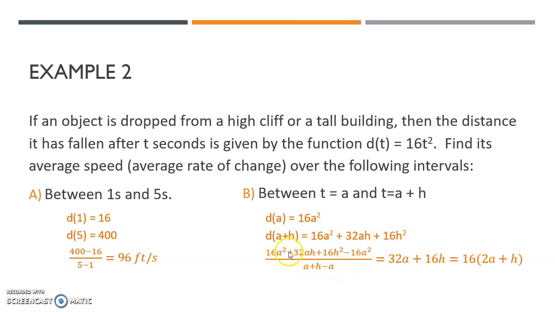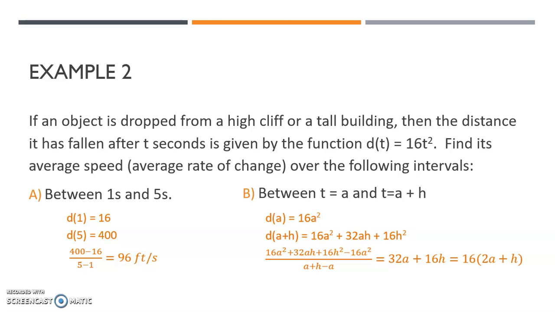So when you simplify this, the 16a squareds cancel out, and the a's cancel out. So you're just left with 32ah plus 16h squared all over h, and that reduces to this. Now, if you want to, you can factor out the 16. It doesn't matter. You can either leave it 32a plus 16h, or you can factor out the 16. Doesn't matter. So let's take a look at a related topic to this.